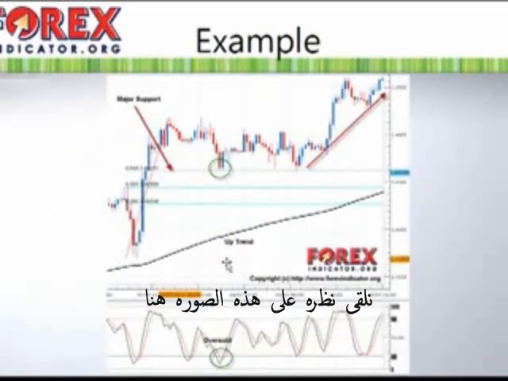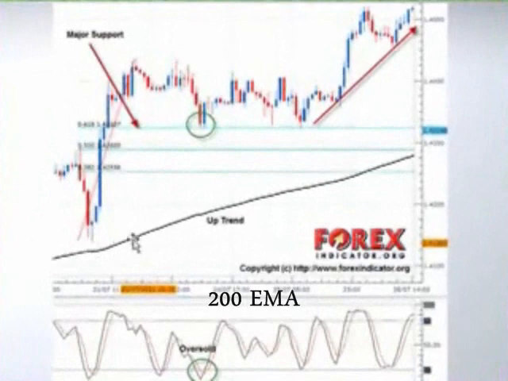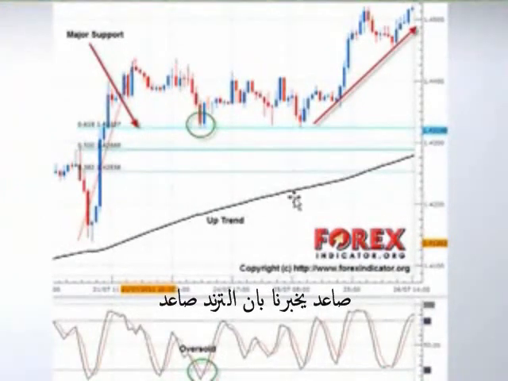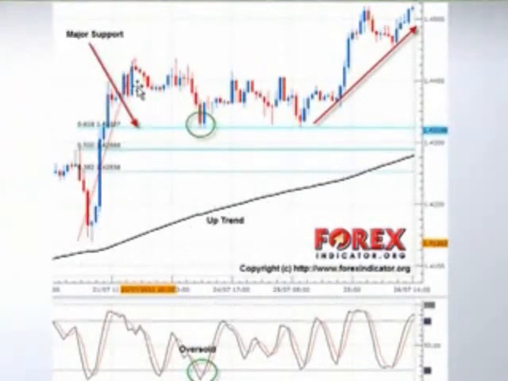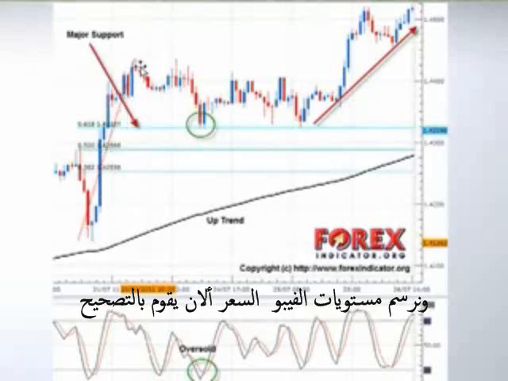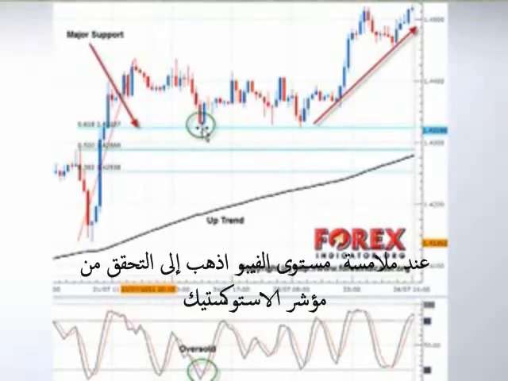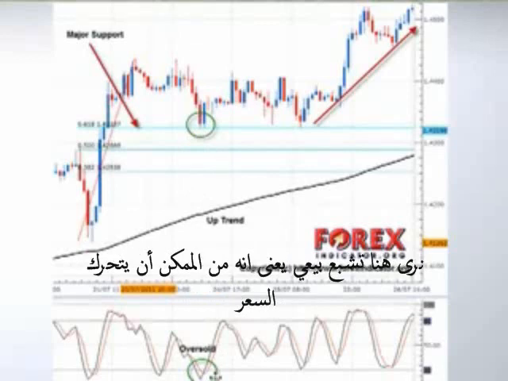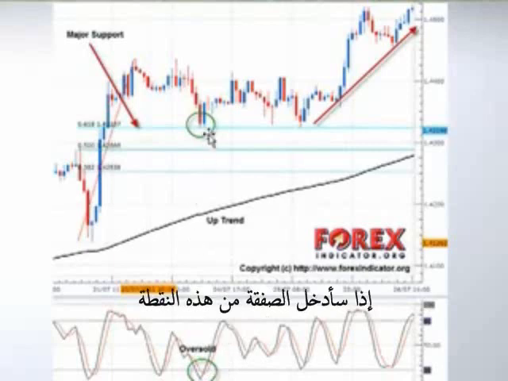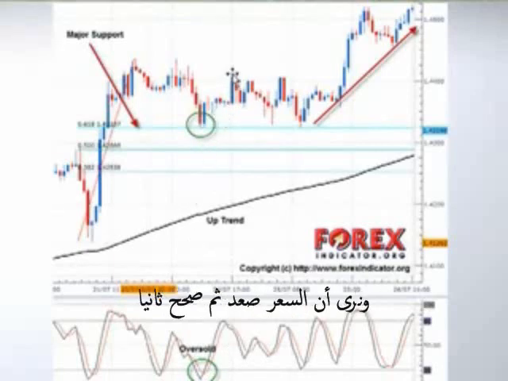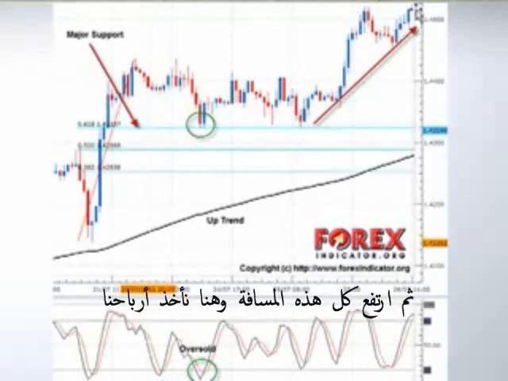Let's take a look at this picture here. You can see that the 200 EMA is sloping upwards, telling us that it's an uptrend. So I draw a Fibonacci level. The price starts to retrace and hits the 0.618. At the time it hit the 0.618, I will go to check my stochastic indicator. You can see that it's oversold, meaning the price is going to move up anytime. So at this point, I will enter a trade. You can see, indeed the price moved up, retraced again, and then moved all the way up to make profits.